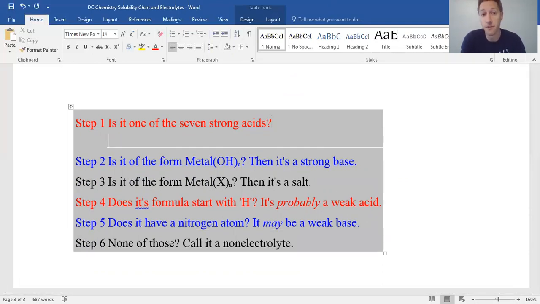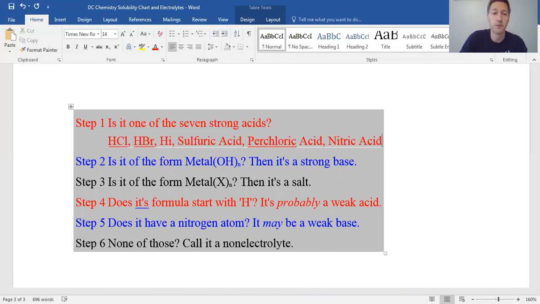Again, in case you've forgotten them, we can mark them down again. HCl, HBr, HI, those are the halogen ones. Then we have sulfuric acid, then perchloric acid, and then nitric acid. Those things right there are the strong acids. Sometimes people consider chloric acid to be strong as well.